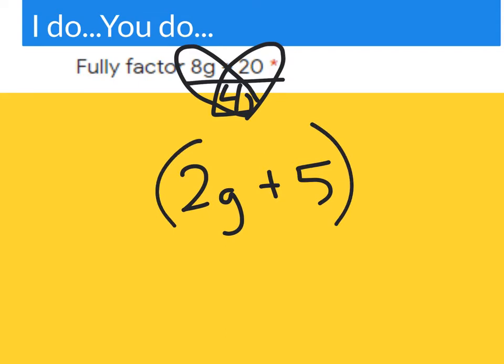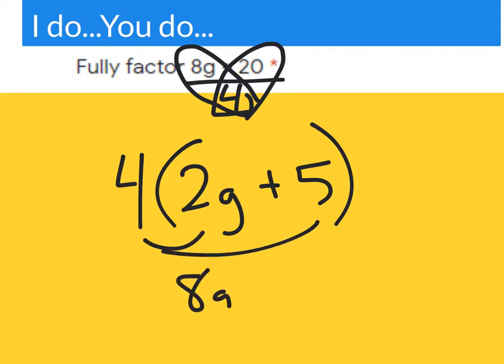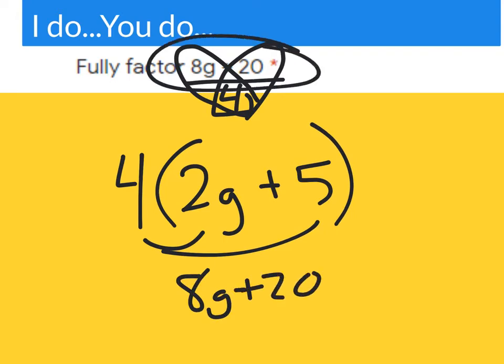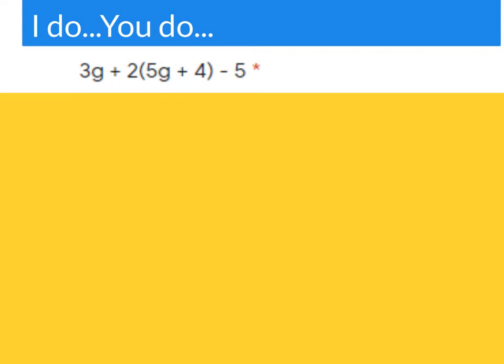And then I put on the outside of that parenthesis what I factored out. I factored out a 4, and we've written it now as a multiplication problem, and you can always check your work by doing the distributive property. I get 8G plus 20, which is exactly what we started with. We've done it properly.